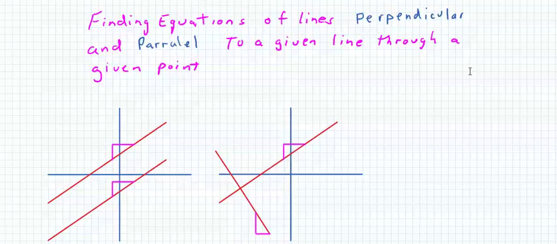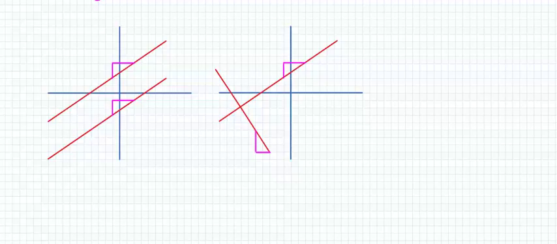Hello, this is a video presentation, I didn't say short, on finding equations of lines perpendicular and parallel to a given line through a given point. First thing we have to do is look at what is the slope of parallel lines.